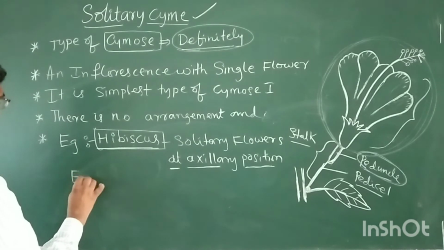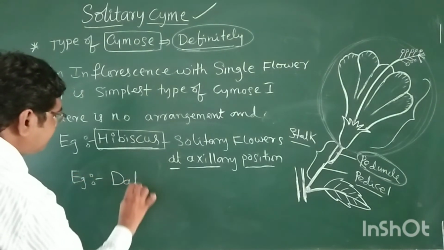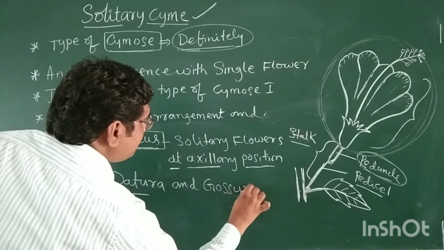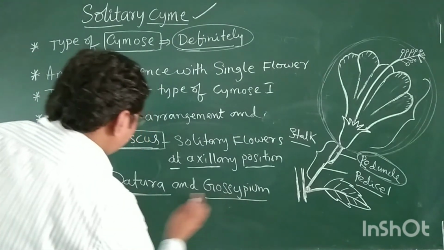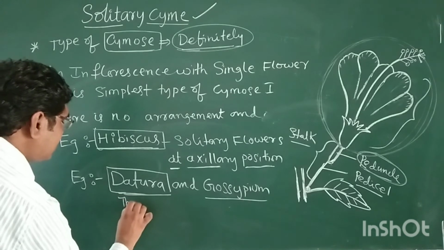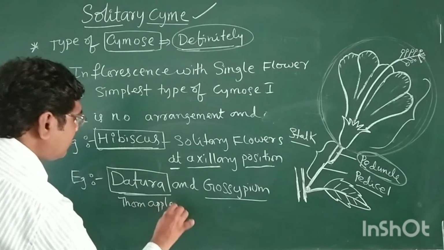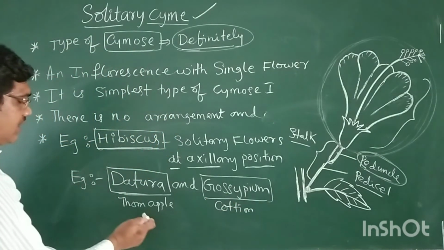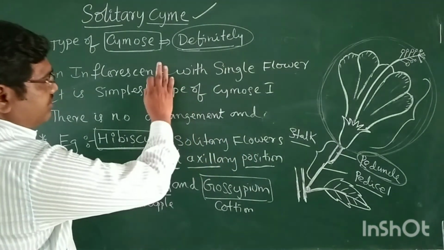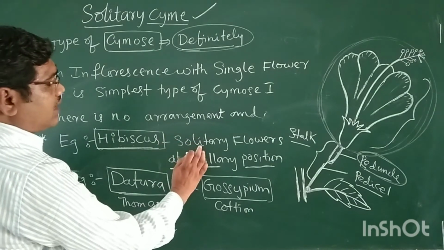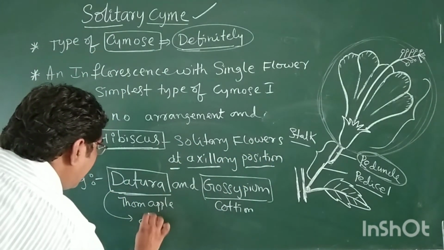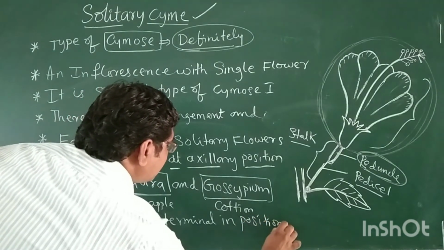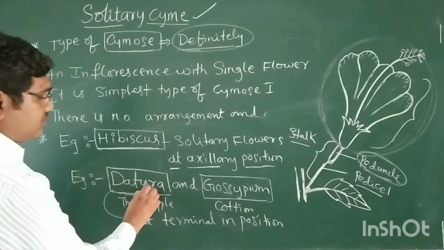And one more example is there, that is datura and gossypium. Datura is nothing but the thorn apple; it is the scientific name of thorn apple, and gossypium is the scientific name of cotton. If you observe cotton flowers and thorn apple flowers, that is a solitary inflorescence, solitary cyme. In the solitary cyme, solitary flowers originate at the terminal position. So those are the characters of the solitary cyme in datura and gossypium.